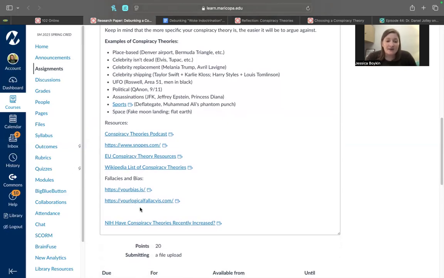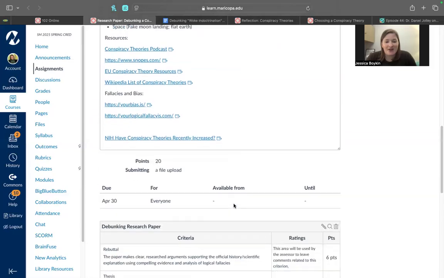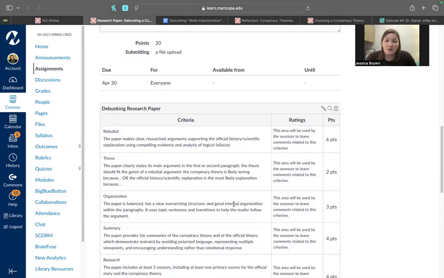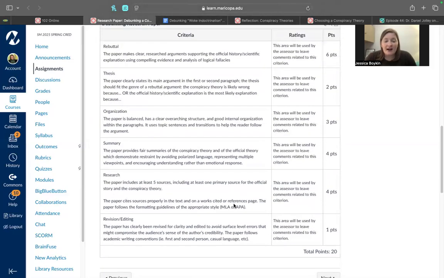I also have some sources down here if you want to look ahead and think about how you might approach this topic, or if you want to get a little bit more background information. A lot of these can also be helpful when you're building your evidence. Your debunking is going to be worth 20 points. And down here, I have a pretty detailed rubric. Please let me know if you have any questions about the rubric.